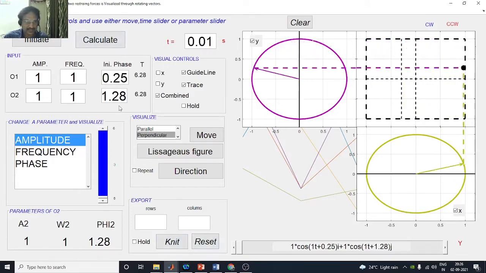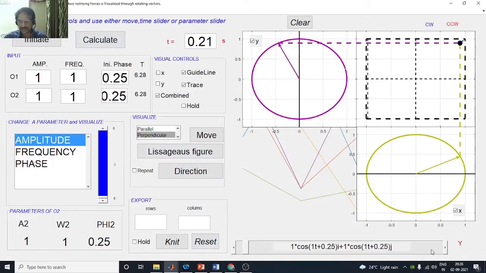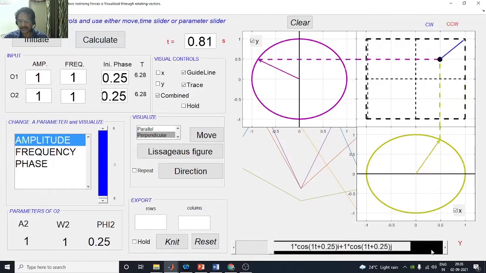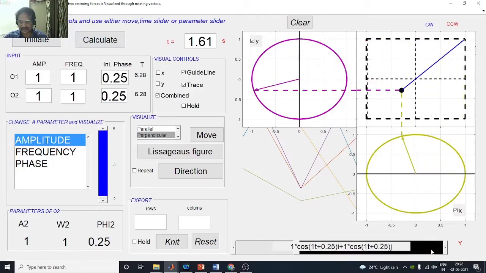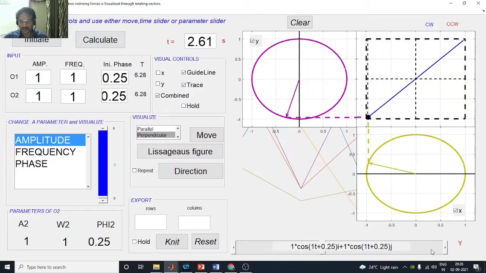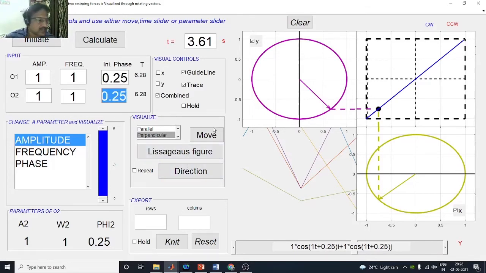Now let us consider interesting cases. Let us say the phase difference is 0. When the phase difference is 0, let's see what happens. It's a straight line because both are equal, x is equal to y. Now let us take another interesting case, phase difference of pi by 2. So let us keep the phase of first oscillator same and change the phase of the second oscillator alone.